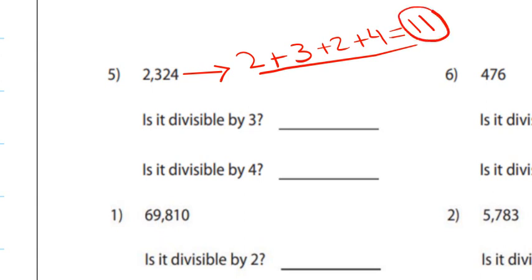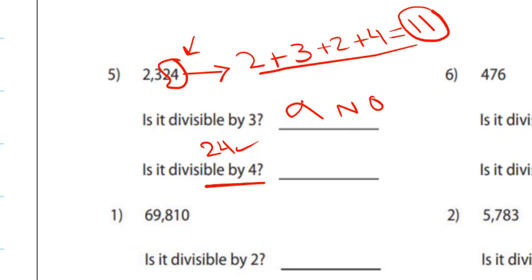So is this number a multiple of 3? No. Is it a multiple of 4? The last two digits must be a multiple of 4. The last two digits here are 24. 24 is a multiple of 4. So this number is a multiple of 4.